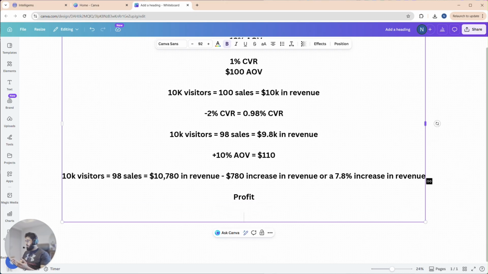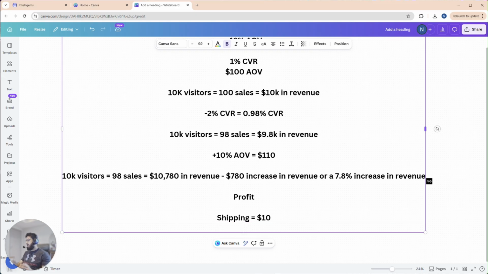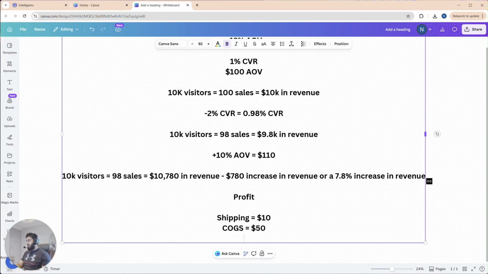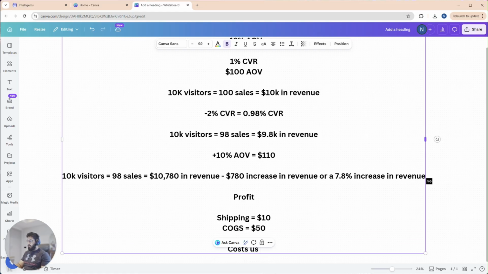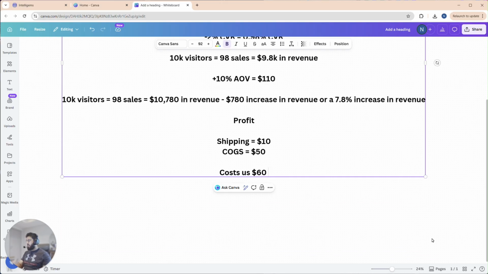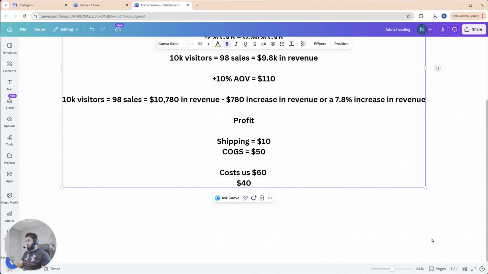Because let's say, for example, to post something to ship something to a customer costs, let's say shipping equals $50. Well, actually, that's pretty high. Let's say $10. And let's say our COGS, which is cost of goods sold, and I'm deducting shipping from this, let's say that is $50. So on average, it costs us, should we say $60 to send an item? $60 to send an item, which means that our profit on average is $40, right?